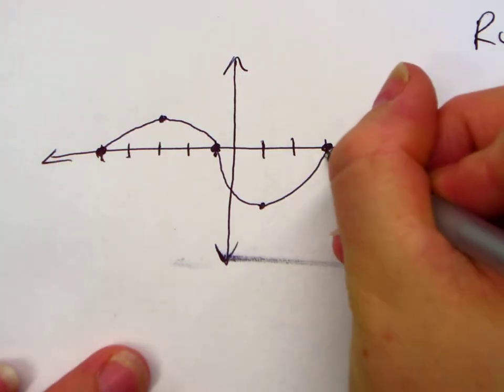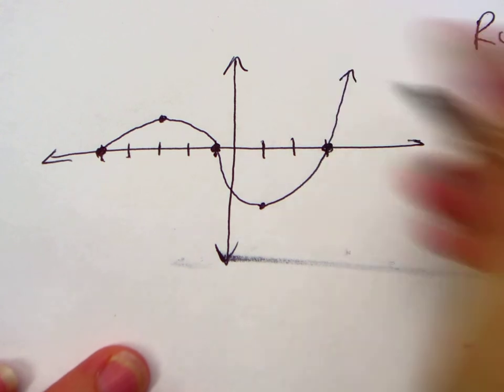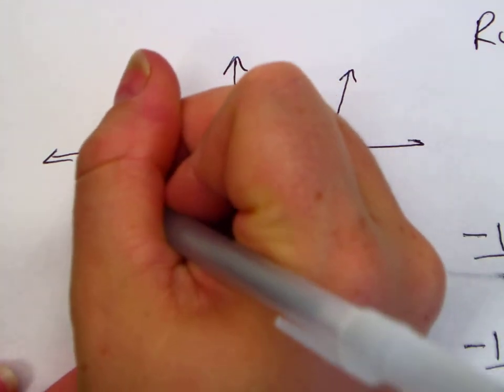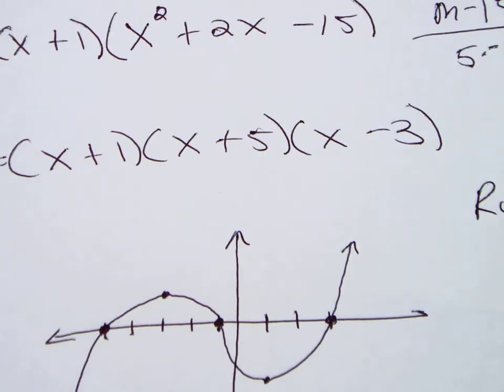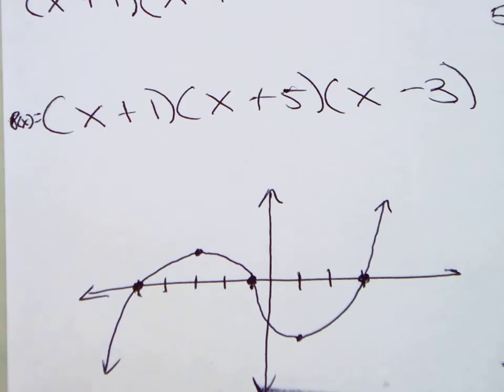So where should this arrow go? It's going to keep going up. That's what makes sense. Keep going down. I have no double roots. I have nothing weird happening. That's it. That's your graph. You graphed it. So now what is the behavior?